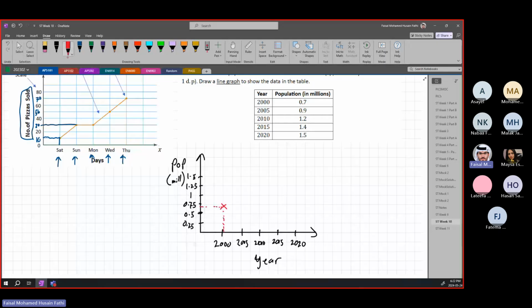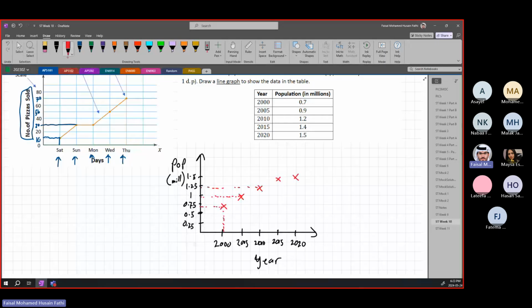For 2005, there was 0.9. 0.9 is almost close to 1. So it's going to be marking over here. For 2010, there was about 1.2, so somewhere around here. 1.2. 1.4, that's closer to 1.5 for 2015, so somewhere here. And for 2020, you're going to have that.